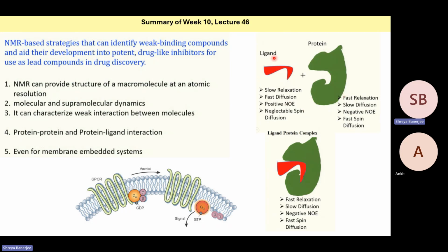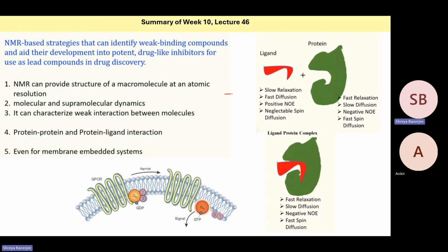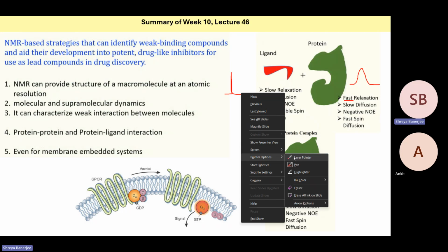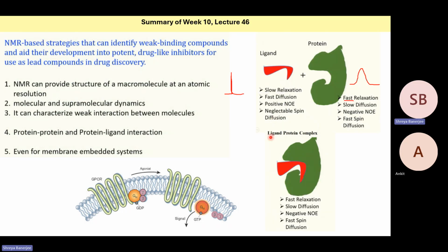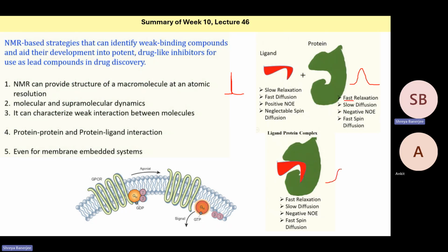Now, if you look at the NMR of a ligand, the ligand is a small molecule, so its relaxation time will be very slow. And because of that, the ligand peaks will be sharp. Protein, on the other hand, is a large molecule and will have fast relaxation, so it will have broad peaks. The ligand protein complex is also a large molecule and it will behave like the protein, and so it will give rise to broad peaks.